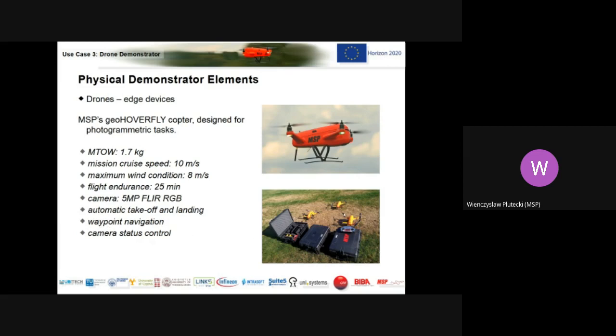As you see here, we used 3 of them to perform all the flights in the defined scenarios. And it was performed in the same terrain as it was shown on the map of the virtual demonstrator.